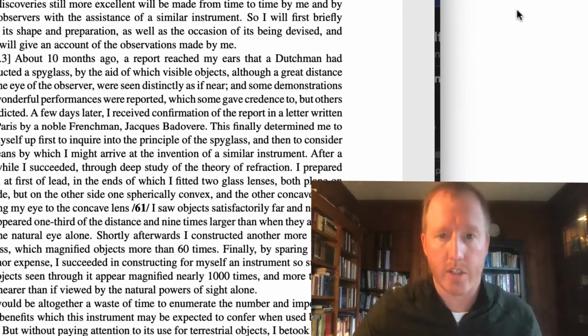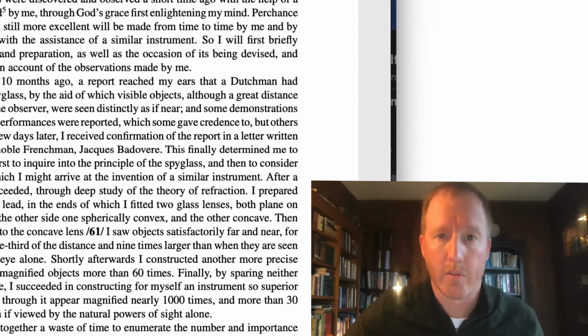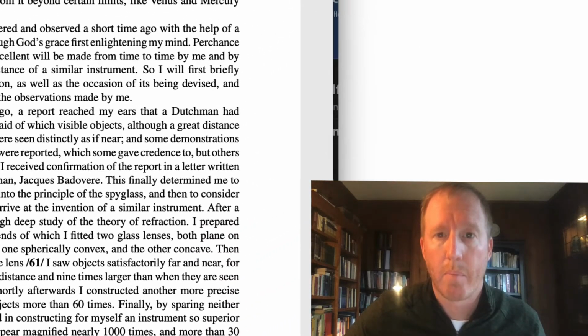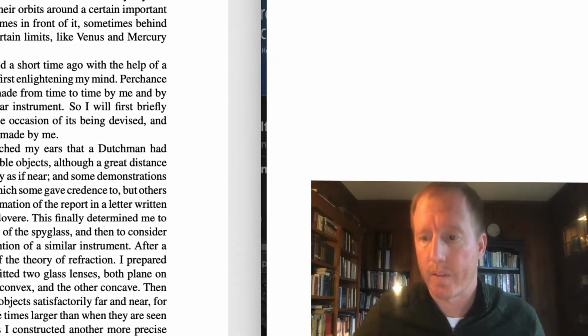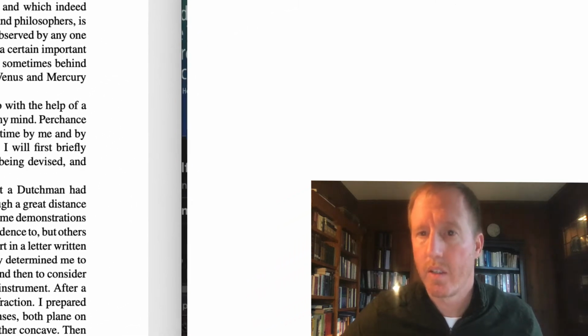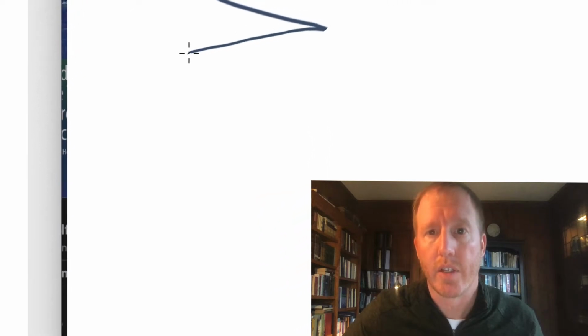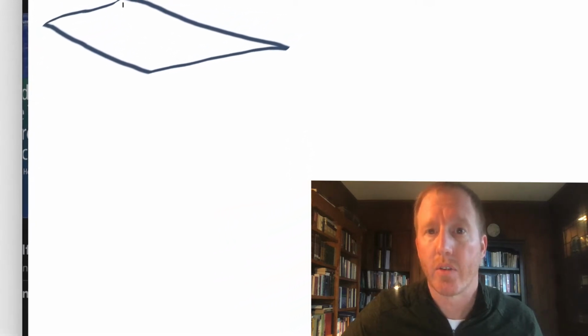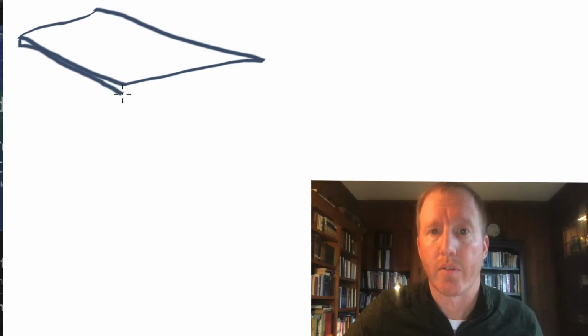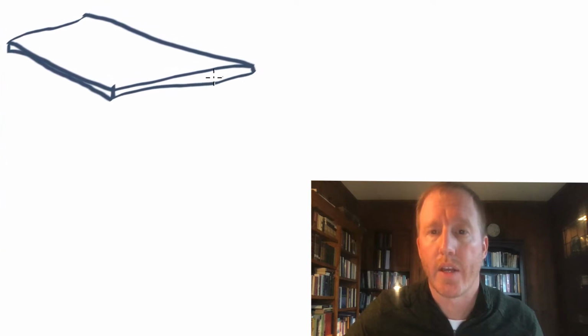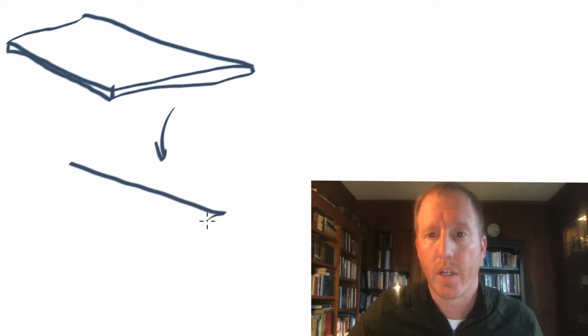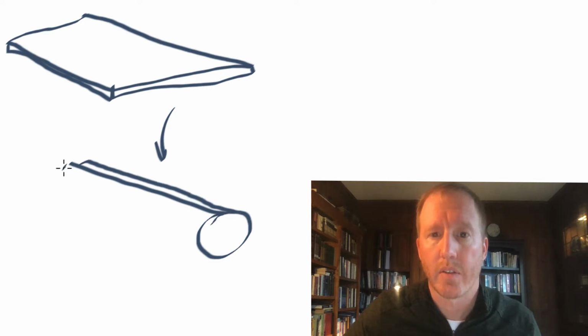So let me make a sketch here to give you a sense of what this might have looked like. He took a piece of lead foil. So imagine a sheet of lead. He probably used lead because it is very easy to bend. So think of aluminum foil, but instead a piece of lead foil. And then he wrapped this up into a tube. You might imagine it looking something like this.